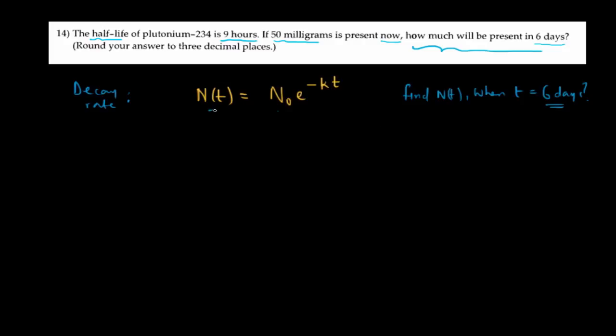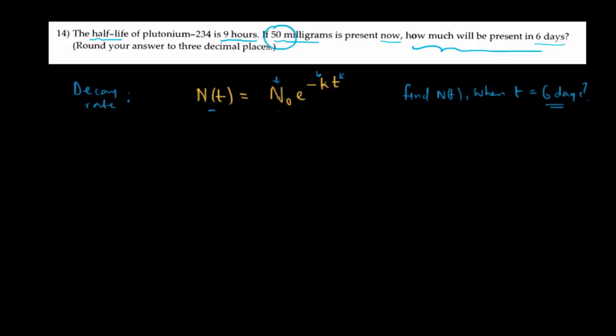If I want to find N(t) and I've been given the value of t, but I'm not given the value of k, I do not know the value of k, even though I know the value of N0, because N0 is the original amount. We are told that 50 milligrams is present now, so the original amount is 50. But there is still one unknown here, which is k. So our first aim is to find k. By the time we have found k, we can use our resulting equation to solve the new problem.